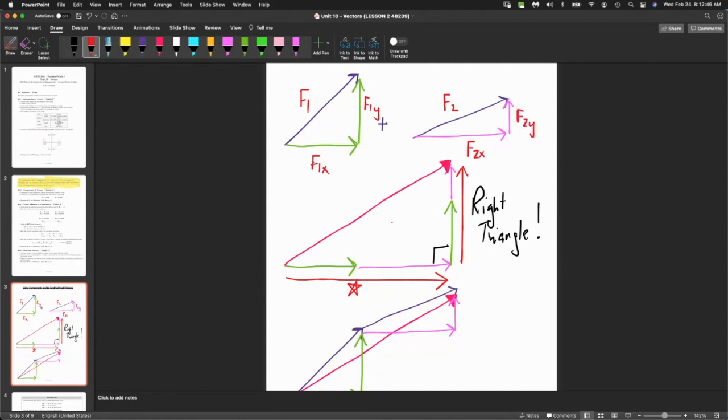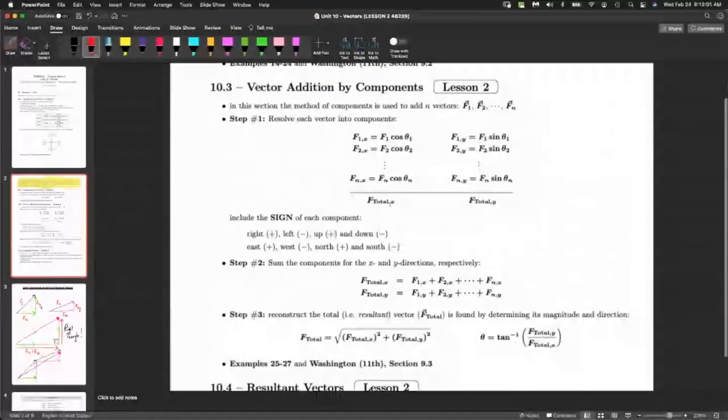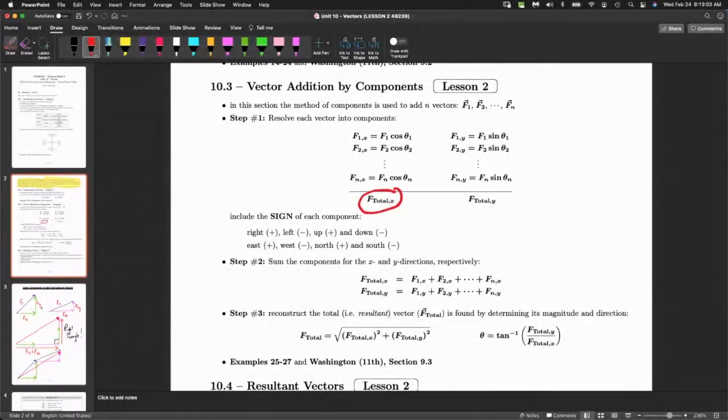So in that case, what does this star represent? It represents adding up all the x's, so F1x plus F2x. And that's what you have in this table. That's what star is on that page, what I call the star. It's the sum of all the x components.